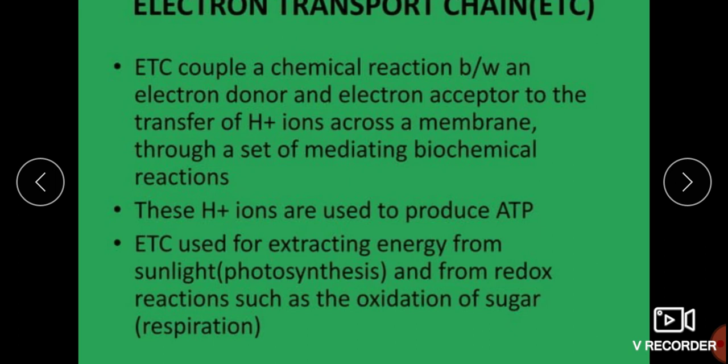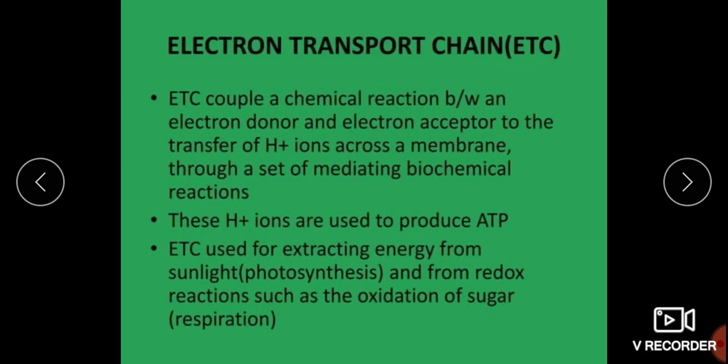ETC is used for extracting energy from sunlight through the process of photosynthesis in a plant, and from a redox reaction such as oxidation of sugar like glucose, and this is called respiration. Here is also a phosphorylation reaction and ATP is produced.